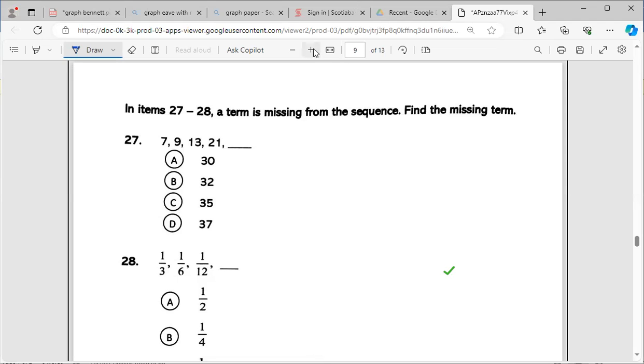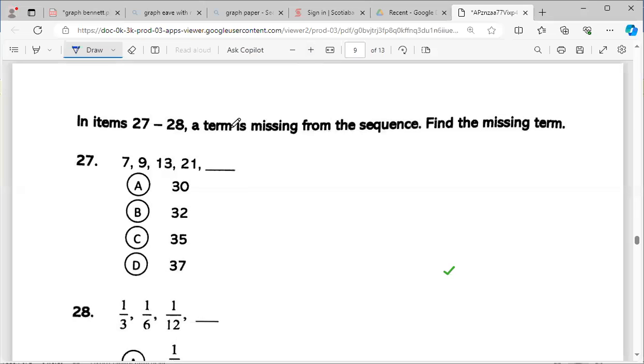Okay, sir. So you can say 7 plus 2, that equals 9. So basically, they're adding up by the even numbers. 9 plus 4 equals 13. 13 plus 8 equals 21. And double 8 equals 16. So you're going to say 21 plus 16 equals 32. So that's how I got my 32, sir.